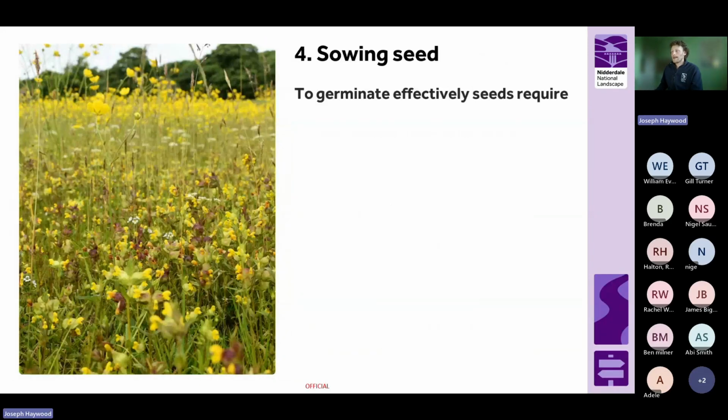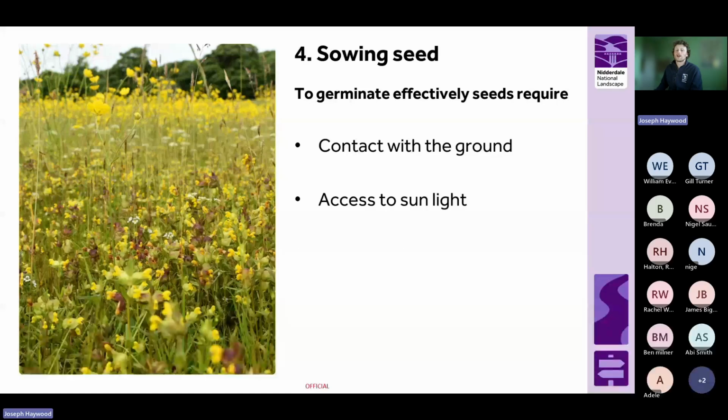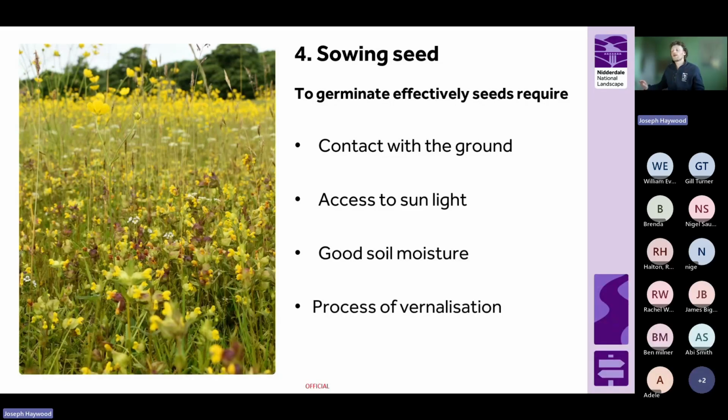The ground's prepared, and now it's time to sow the seed. And I have jumped the gun here a little bit, so I'm just going to reiterate what I've said. To germinate, it needs to have contact with the ground, access to sunlight, good soil moisture, and it needs to go through the process of vernalization. So you're going to get good contact with the ground if you harrow properly. You're going to get good access to the sunlight if you harrow properly. Good soil moisture, well, that depends on when you're sowing your seeds.